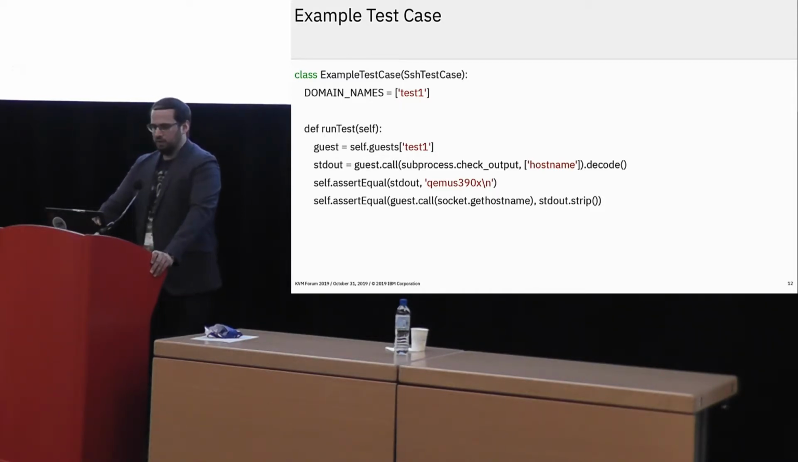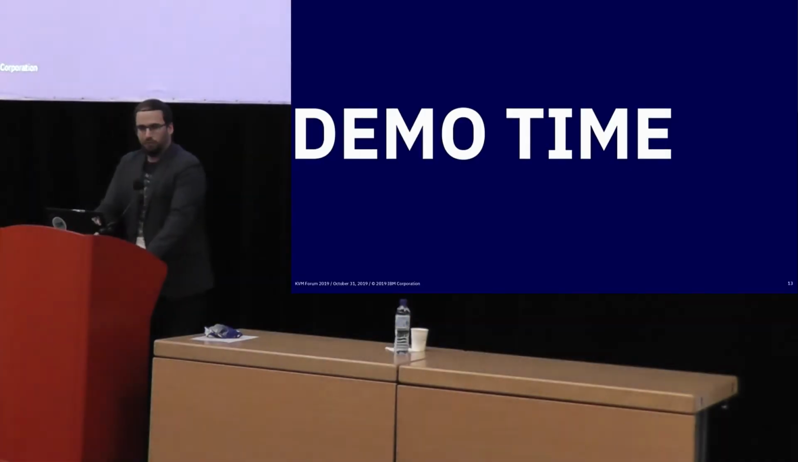So what we can do here is simply call a Python function, in this case check_output of the standard library of Python, and we can call it inside of the guest context. The argument I'm passing here is hostname, then I will get the standard out of this, and in this case, this should be QEMU S390X. But we could also simply reuse the Python function gethostname of the socket module and call this directly in the guest.